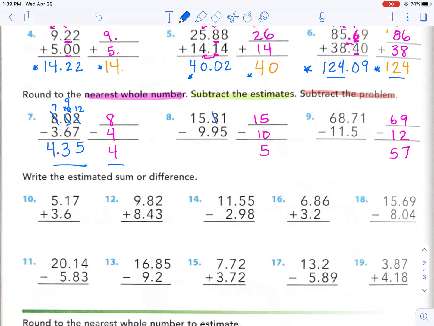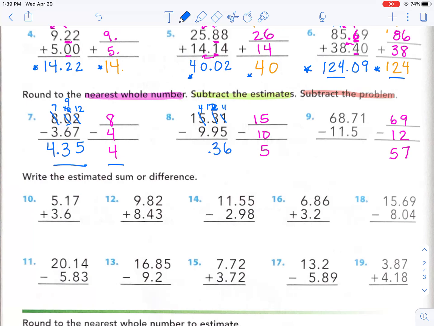11 or 10 minus 5, we can't do it. So this becomes 12. 11. I'm sorry, not 12 yet. Becomes 2. 11 minus 5 is 6. 2 minus 9, I can't do it. So I have to borrow from the 5. 5 becomes 4. This becomes 12. 12 minus 9.